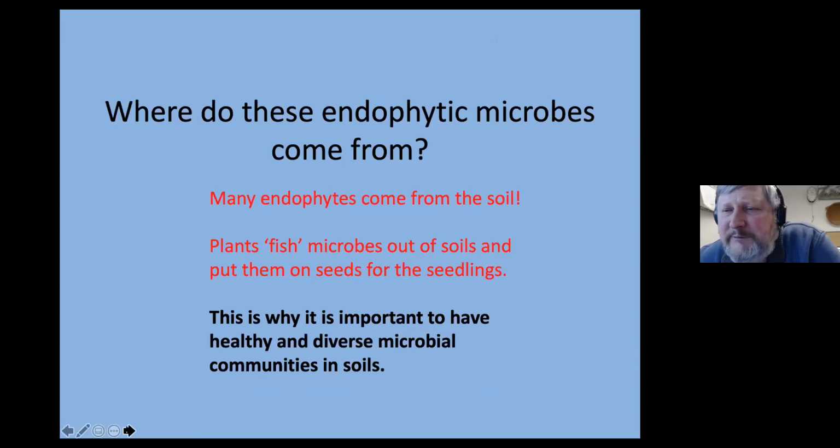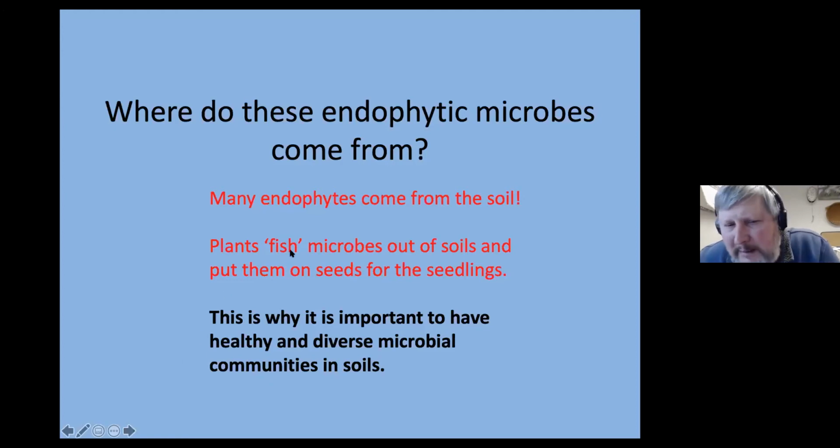Where do these microbes come from? These are endophytes, but they are soil microbes. The plants actually, all of these microbes are really fished out of the soil by the plant. And the beneficial microbes, the plants typically will take and put on their seeds so that the seeds now can carry them. And when the seeds germinate, the seedlings will have these microbes and they'll be able to grow perfectly and to be defended by these endophytic microbes.